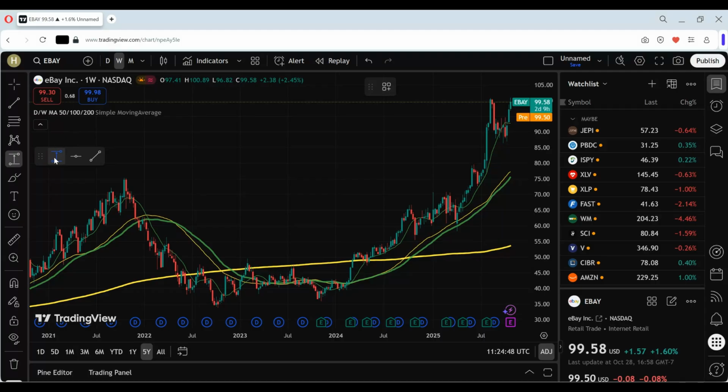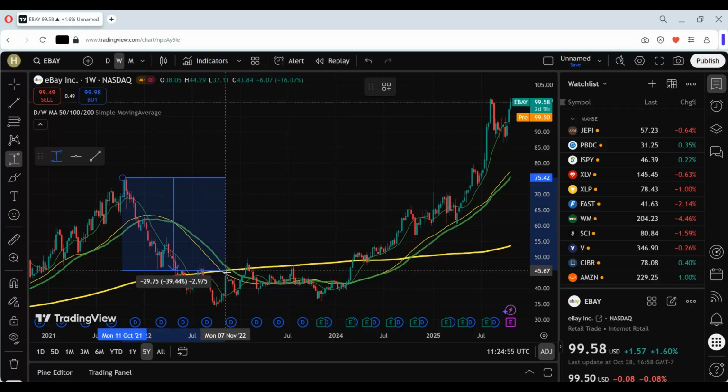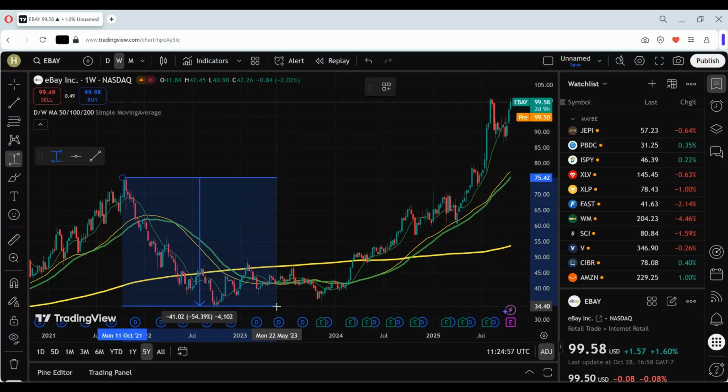You click it once. You click it where you want to start measuring, and then you move your mouse to where you want to stop measuring, and then you can click it again, and the price range will stay. It says down here is minus 54%. So eBay lost 54% in the 22 bear market from top to bottom. If you don't want this blue thing, this measurement on here, you can click this trash can, kind of in the top right, remove.